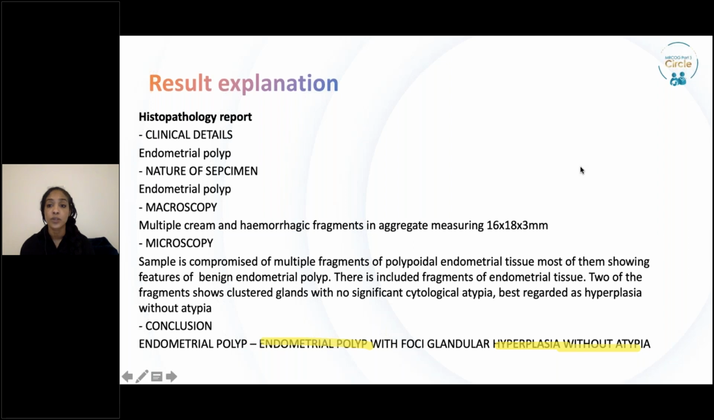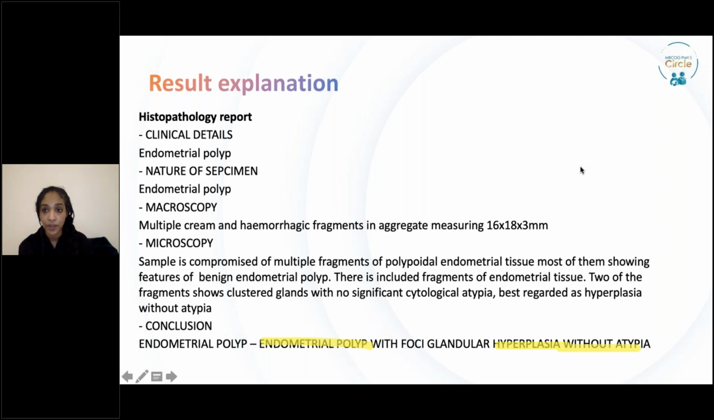So basically, during the procedure, they found a polyp, they took it out, and it was sent to the lab to be tested. The lab did confirm that it was just a polyp, which is benign tissue, it's not cancerous, okay, and it was completely removed. Also, they have taken some of the cells from the lining of the womb. It was tested as well. It did show that you have a condition called hyperplasia without atypia.